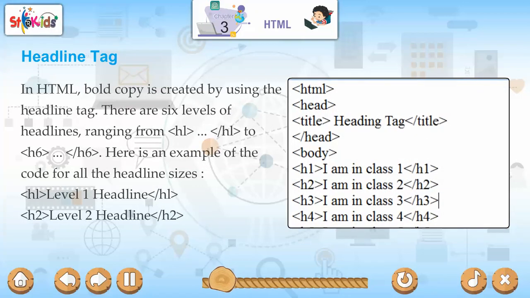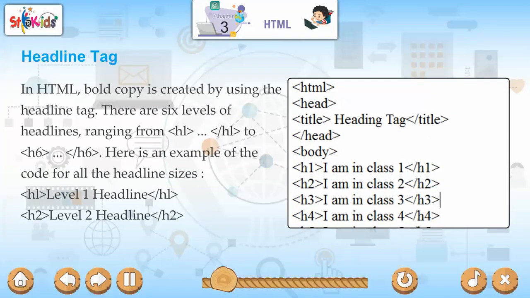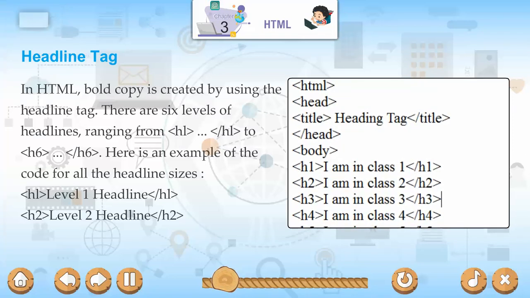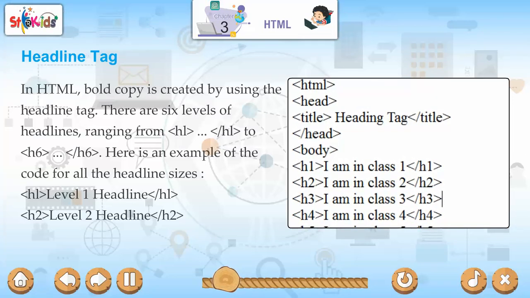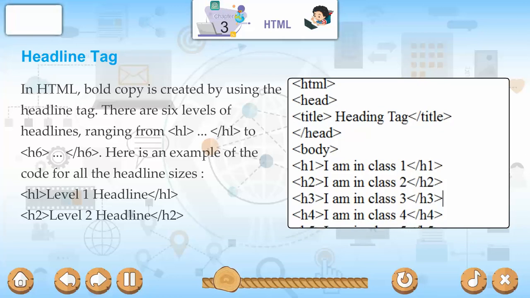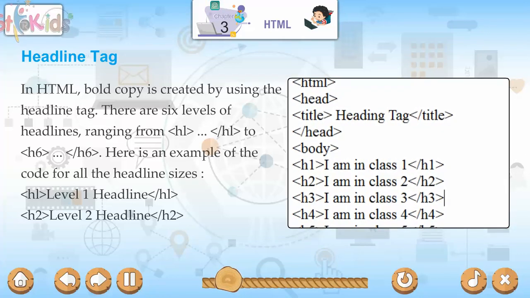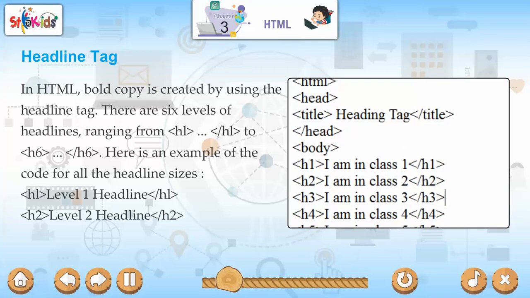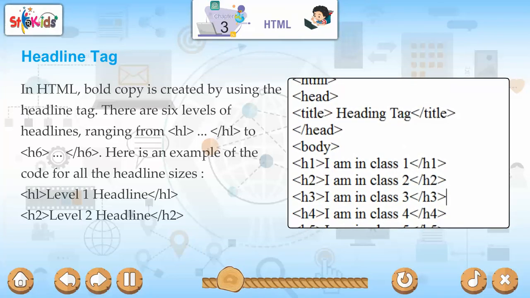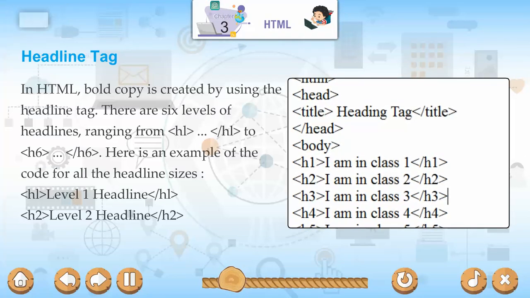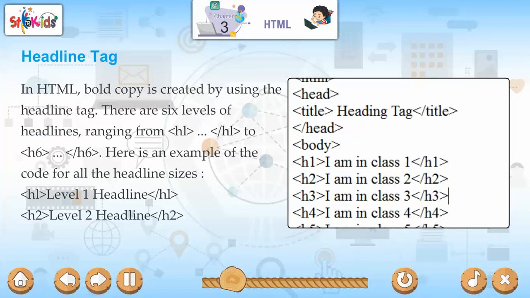Headline tag. In HTML, bold copy is created by using the headline tag. There are 6 levels of headlines ranging from <h1>, </h1> to <h6>, </h6>. Here is an example of the code for all the headline sizes.